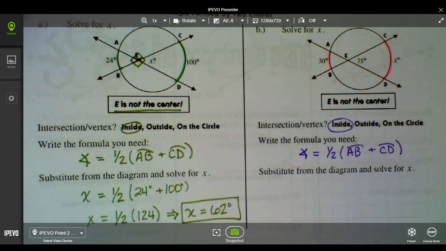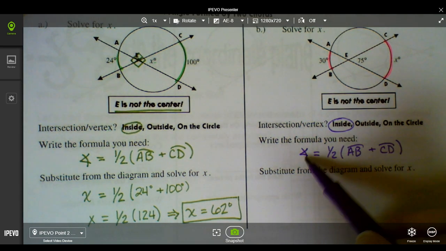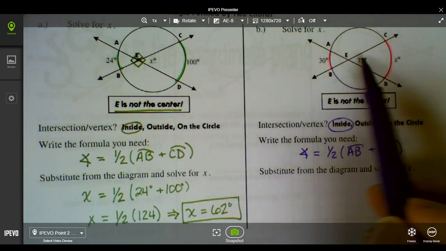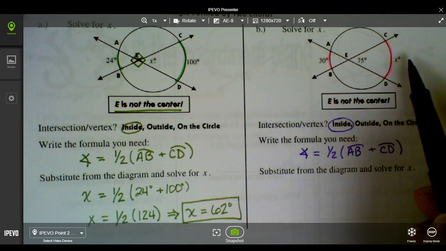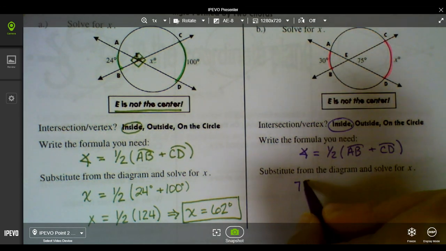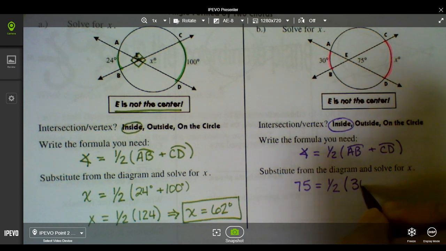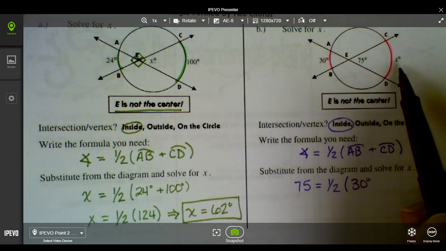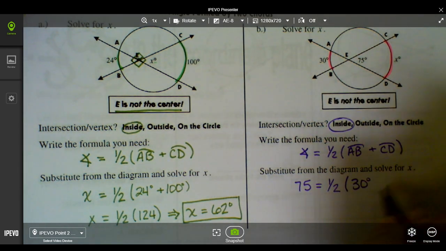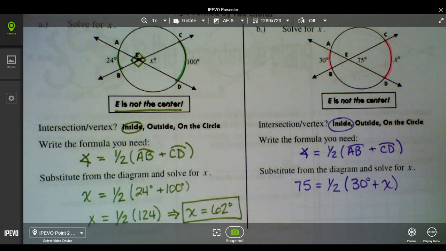Now we just have to fill stuff in. This is where it gets a little bit different. The angle that we're solving for over here is always the inner angle of the two arcs. So we know that this guy is 75, and then we want 1/2 the two arcs. We know that arc AB is 30 degrees, but now we're actually solving for arc CD, so we're adding x.